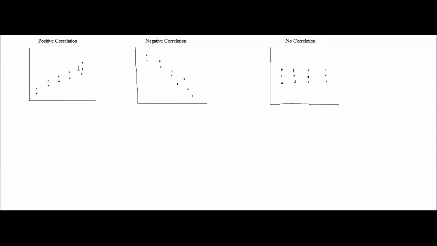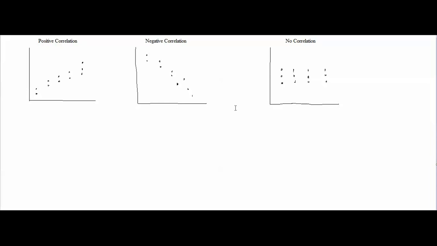If the dots rise from left to right, that's a positive correlation. So think of rising as being positive. If the dots drop from left to right, like this, it's a negative correlation. So when you think of negative, think of dropping. And when you think of no correlation, just think of neither of these things happening. The dots are just staying the same from left to right.